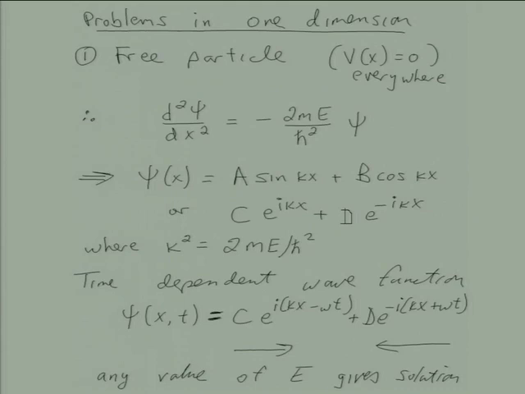So if you go back a minute ago and just put in that the potential everywhere is exactly 0, then Schrödinger's equation reduces to this. It's a simple second-order differential equation. Second derivative of psi, and h bar squared is just minus 2 times.